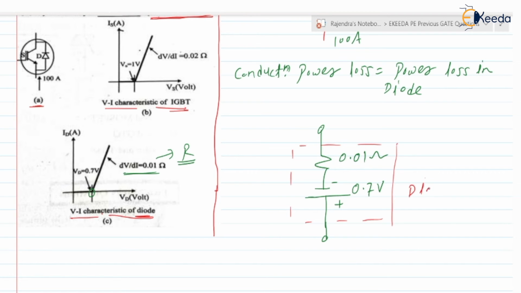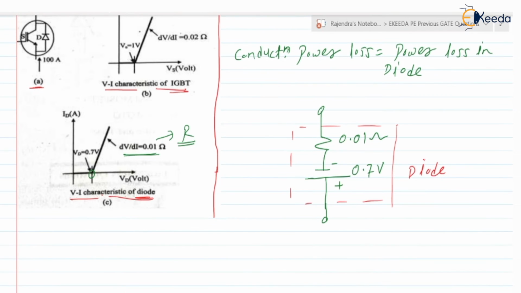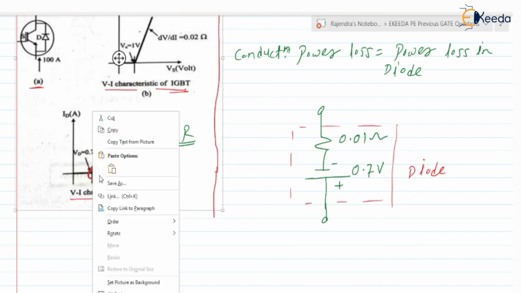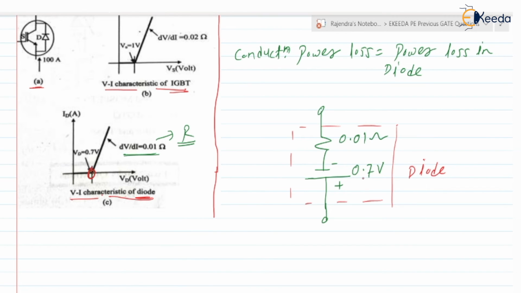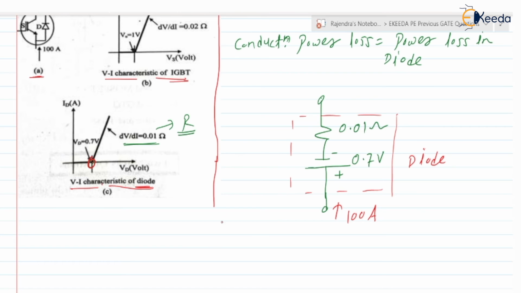This is the diode in the on state. How have I drawn this equivalent circuit of a diode? From the VI characteristic of the diode we can draw it. This 0.7 volt indicates the on state voltage drop of the diode, so I have indicated it with 0.7 volt. Be careful, the positive plate should be at the lower side and the negative plate at the upper side. This current is 100 ampere, and after that the diode is offering a 0.01 ohm resistance during its on state. So here can we find the power loss in a diode?